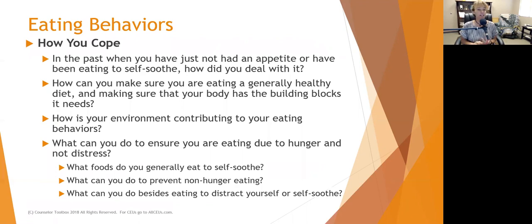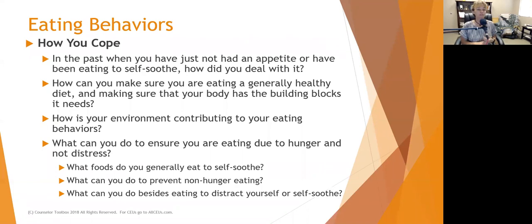What can you do to ensure that you're eating due to hunger and not due to distress? So I ask clients, what foods do you generally eat to self-soothe? What makes you feel better when you've had a bad day? And there's always ice cream and cookies and other things that come up.